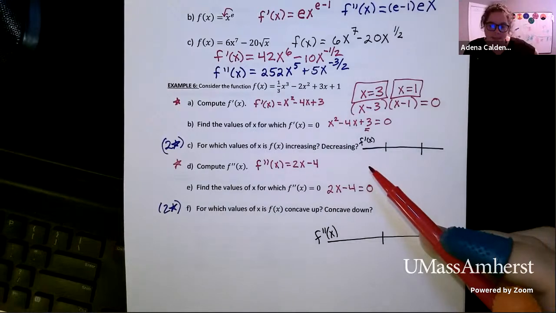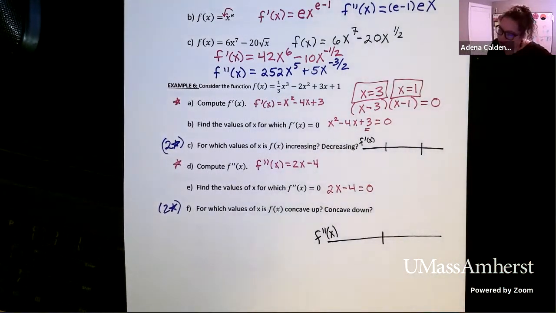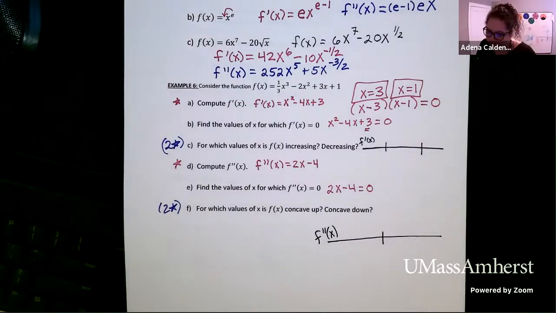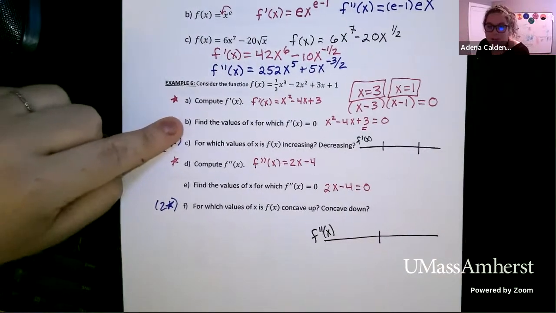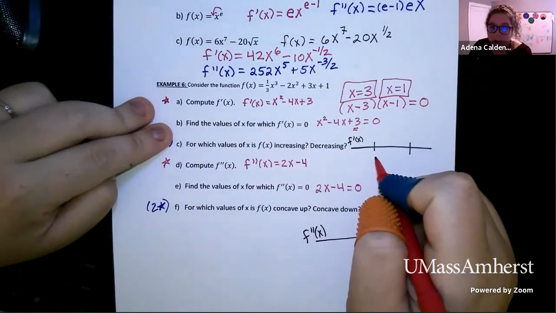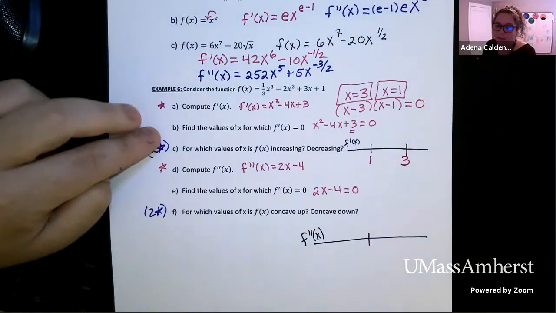For part C, it wants to know where the original function is increasing and decreasing. So this is where we have to sort of start linking these things together. So remember that we're going to be increasing when the derivative is positive and decreasing when the derivative is negative. The reason I need to find these zeros is because that is where my derivative is going to change from positive to negative or negative to positive.